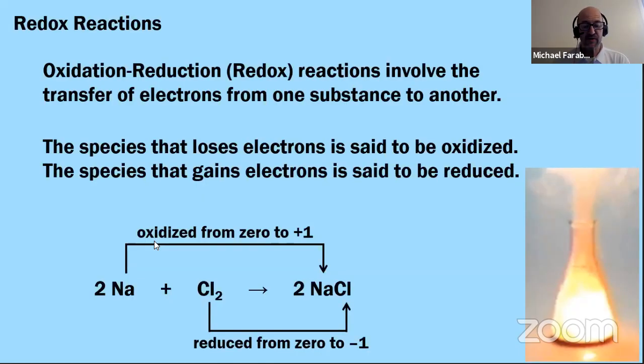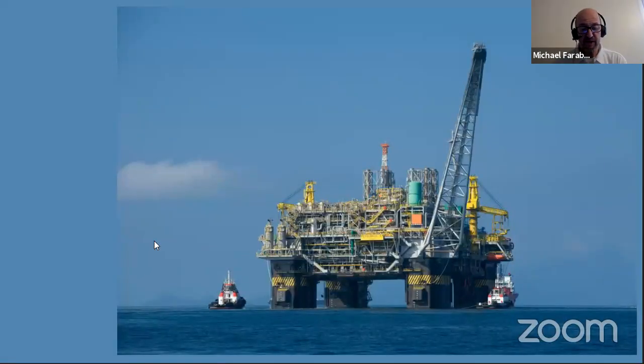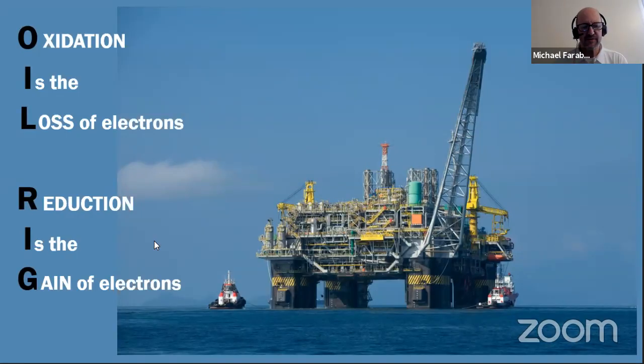Now, there is a helpful mnemonic device that you may have already learned in your chemistry class for the difference between oxidation and reduction, as it has to do with losing or gaining electrons. Here is a picture of what you might recognize to be an oil rig. OIL RIG is our mnemonic device. Oxidation Is Loss of electrons. Reduction Is Gain of electrons.